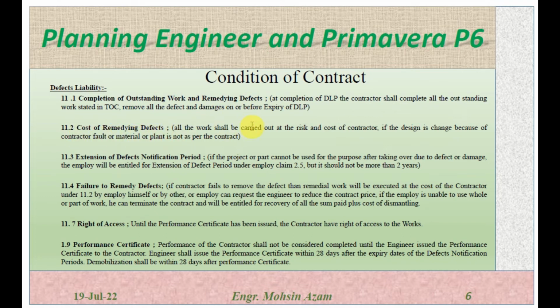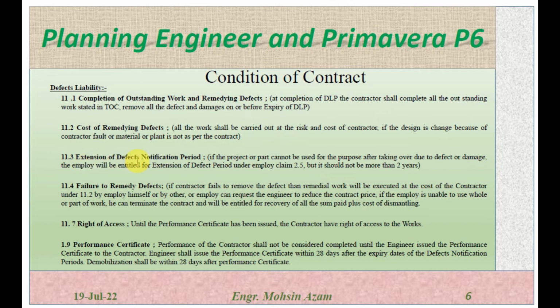All the work shall be carried out at the risk and cost of the contractor if the design is changed because of the contractor's fault, or material or plant is not as per the contract. So if the design is changed because of the contractor, or if the material or plant is not as per the contract, then the cost will be upon the contractor for all the remedies of defects.